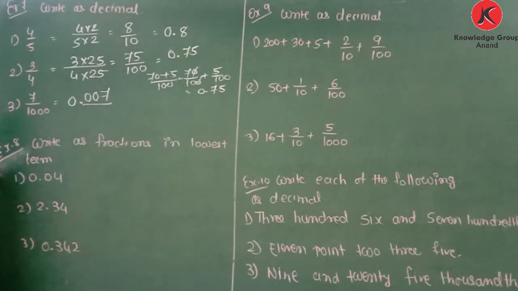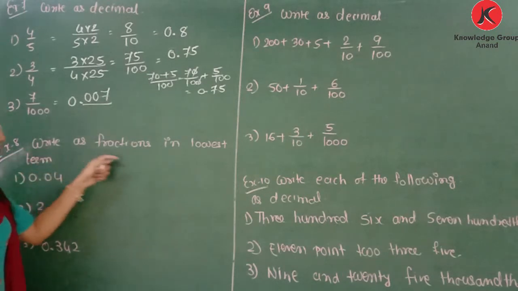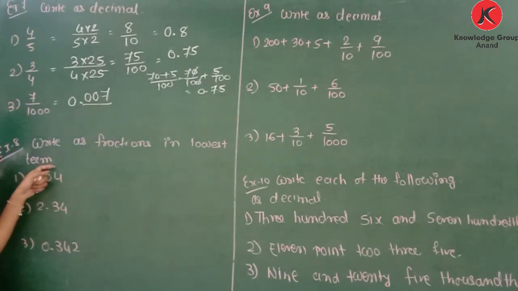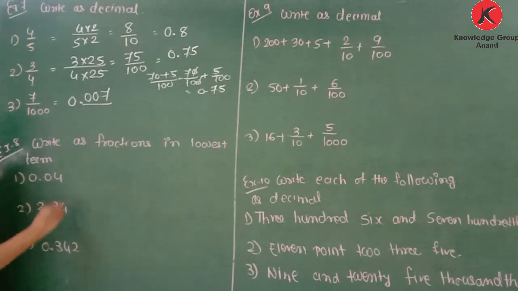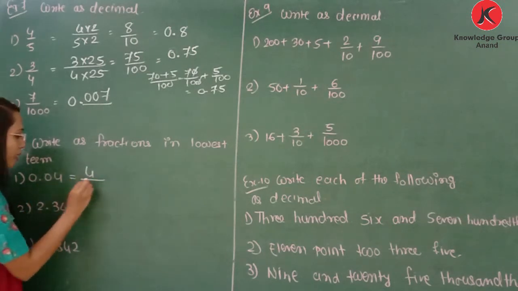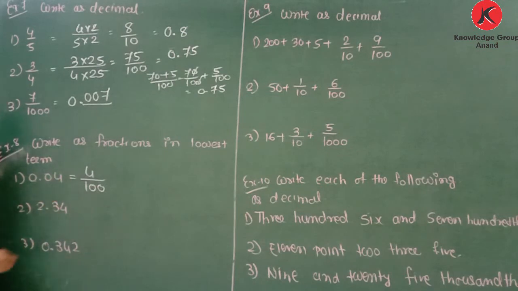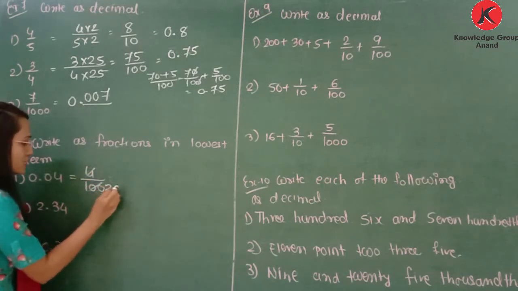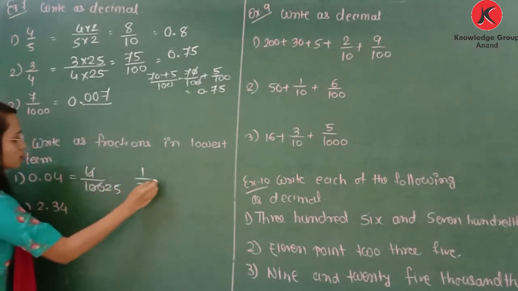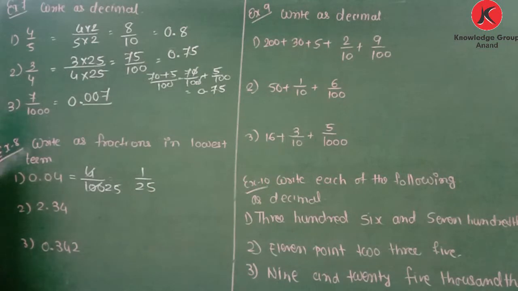Now the next one, example 8. Write as a fraction in lowest terms. So you need to first convert the decimal into a fraction and then find the lowest term, meaning the simplest form. So 0.04 is 4 by 100, because 4 is at the 100th place. The remaining digits are 0. So here 4 times 25 is 100, so it is 1 by 25. That is the fraction in lowest terms.